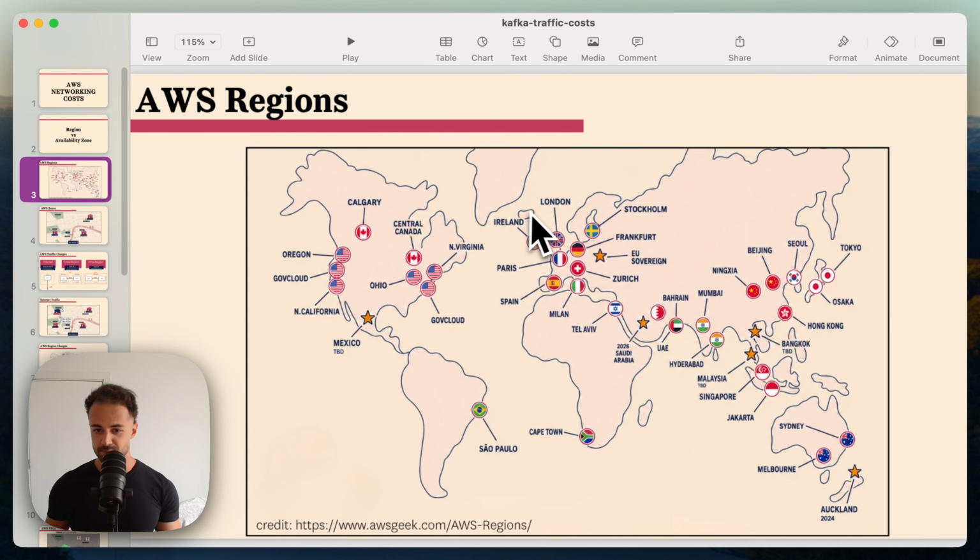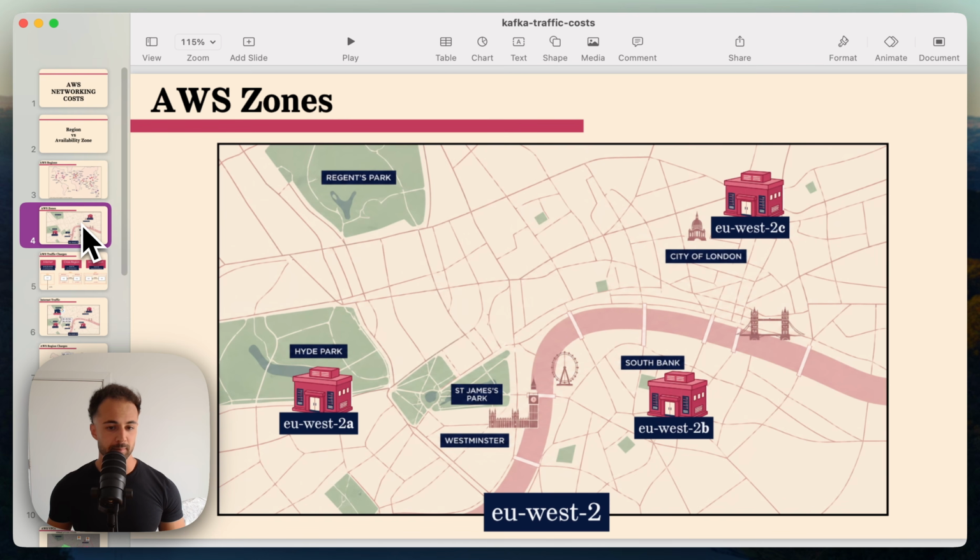So here you see it's basically across the whole world. And I'm going to use London as an example, the UK region in AWS. Each region has multiple so-called availability zones, or AZs, or zones. Conceptually, you can think of it as a building, as a data center building. An AZ can have multiple buildings, so that's a detail, but I'm going to use building in this example because it's easier to conceptualize. So in this case, we have 3 buildings in London.